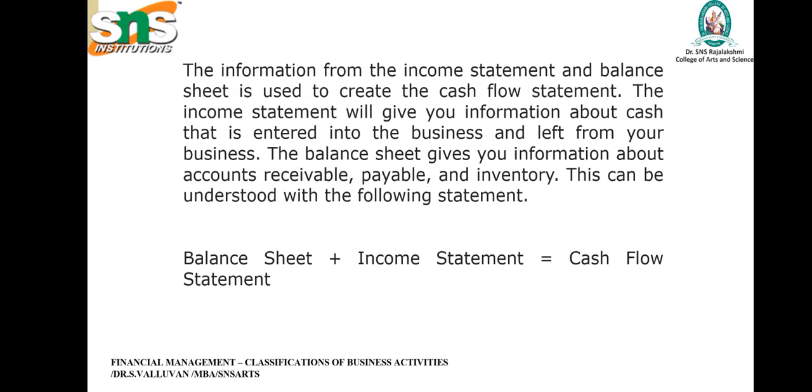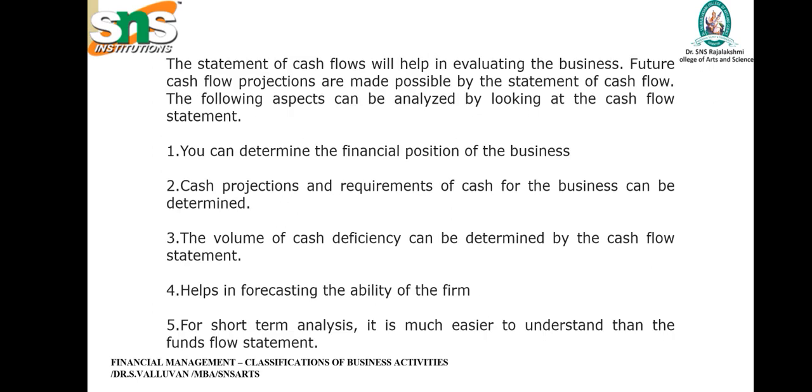So that can be seen from the income statement of the company, and the investment activities and the financing activities can be seen from the balance sheet of the company. The information from the income statement and the balance sheet is used to create the cash flow statement. The income statement will give you information about the cash that entered into the business and left from your business. The balance sheet gives you information about the accounts receivable, payable and inventory. This can be understood with the following statement.